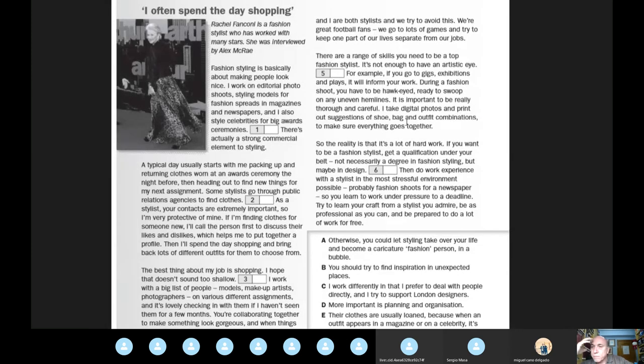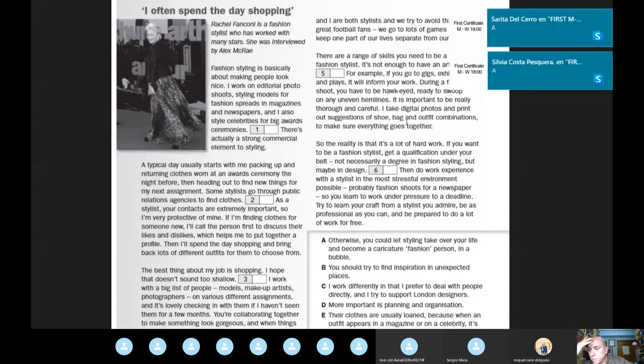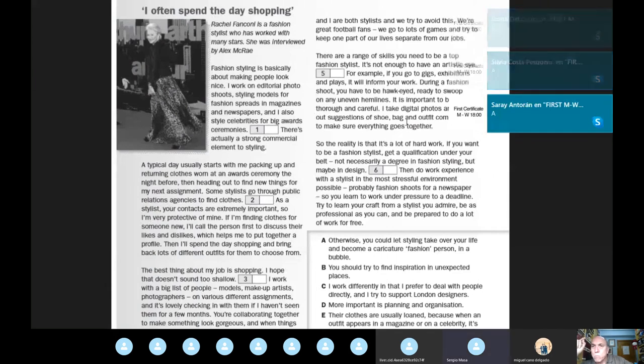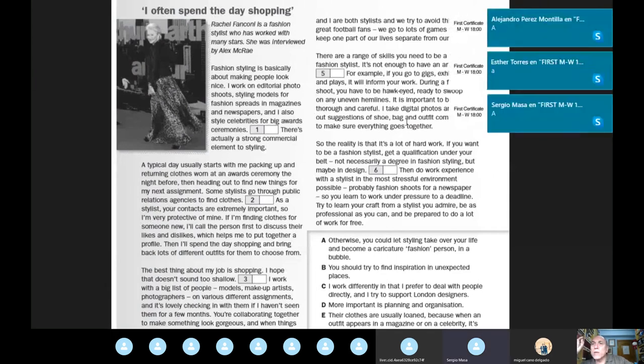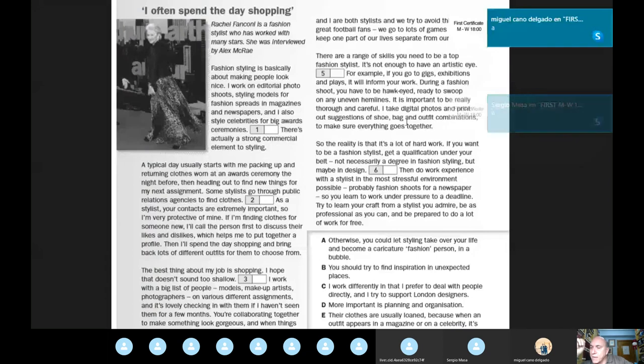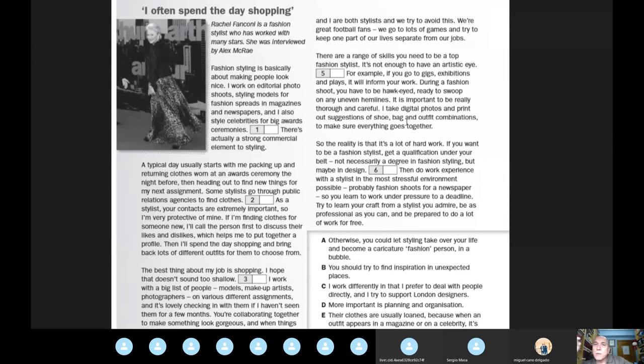Let's go to four. A for Sara, A for Sylvia, A for Sarai. Alex coincides with that, similar to Esther, similar to Sergio. Yes, and Mike coincides with that. Yes, you all are right. A is the answer in number four. Let's go to five.